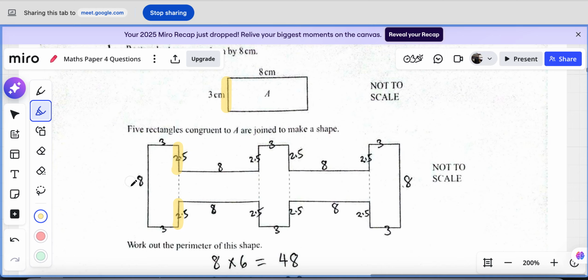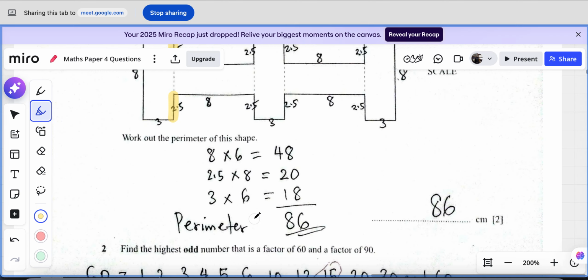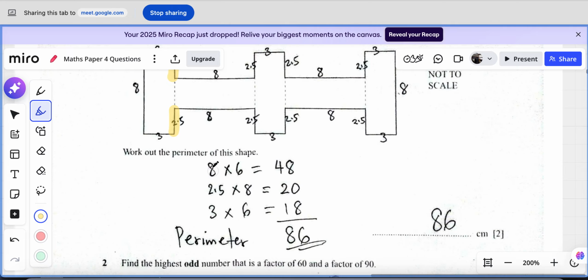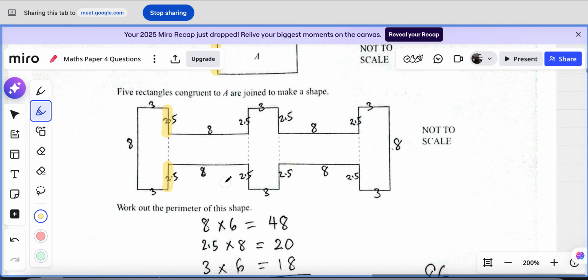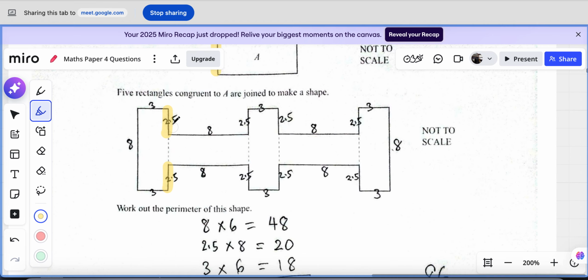Or I just consider the lengths with 8 centimeters and count them, then multiply by that number: 1, 2, 3, 4, 5, 6. There are 6 of them, so I say 8 centimeters times 6, and I get 48 centimeters. Then the next one, I count the one with 2.5. How many 2.5 do we have? 1, 2, 3, 4, 5, 6, 7, 8. So I say 2.5 multiplied by 8, and I get 20 centimeters.